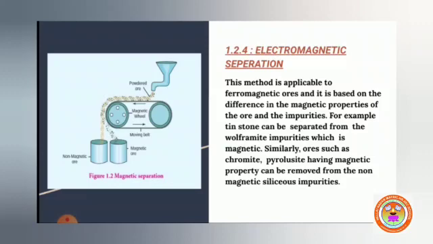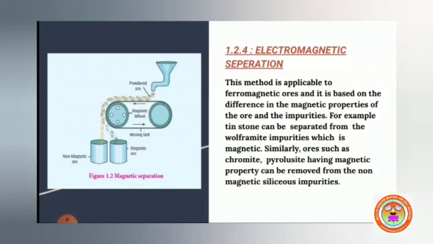Remember, children: tin stone, SnO2, is a heavy oxide ore of tin, and it is non-magnetic in nature. It contains wolframite impurities, which are magnetic in nature. So the non-magnetic tin stone ore can be separated from the magnetic wolframite impurities by the magnetic separation method.